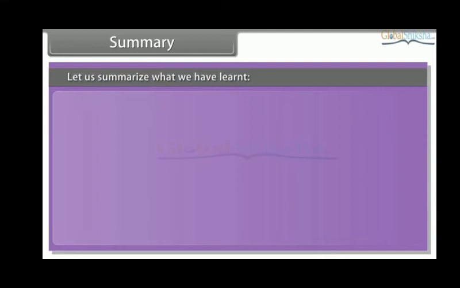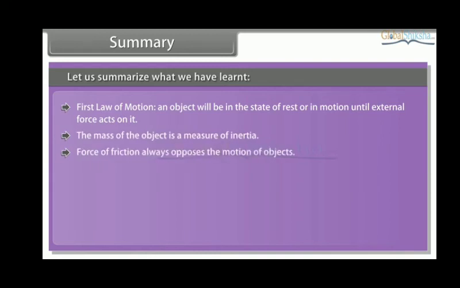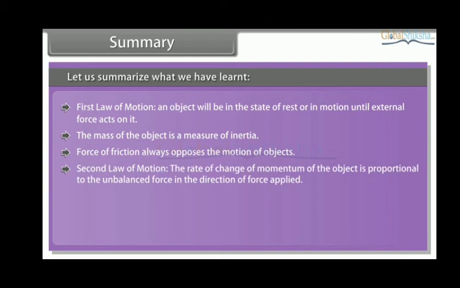Summary. Let us summarize what we have learned. First law of motion: an object will remain in a state of rest or in motion until an external force acts on it. The mass of the object is a measure of inertia. Force of friction always opposes the motion of objects. Second law of motion: the rate of change of momentum of an object is proportional to the unbalanced force in the direction of the force applied.